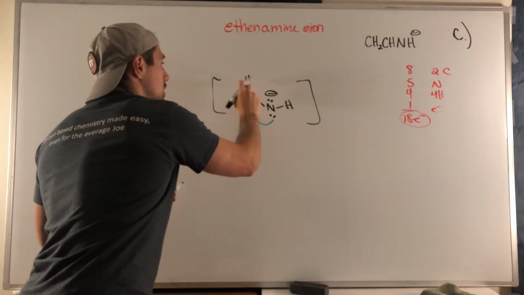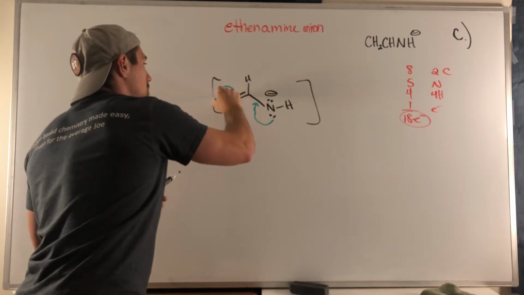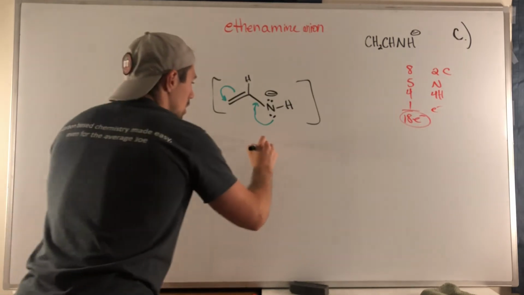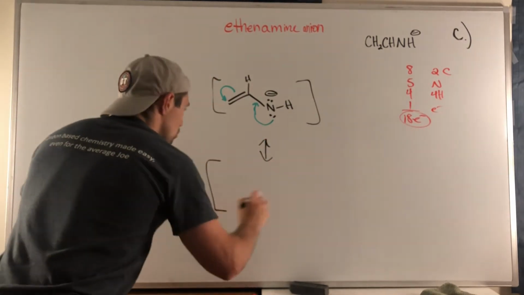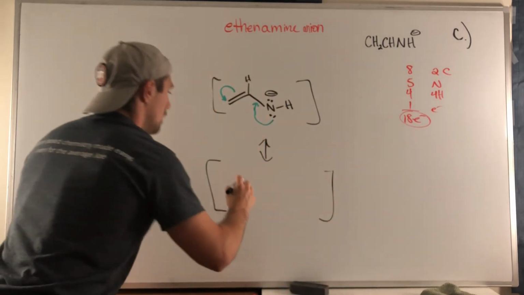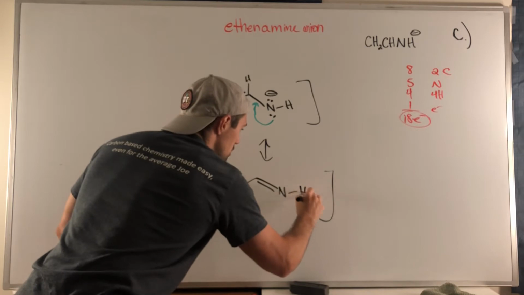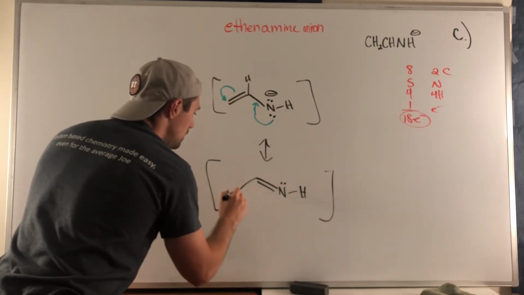1, 2, 3, 4, 5. What I can do is kick these electrons up as a lone pair on the terminal, the end carbon. So what will that look like? Draw your double-headed arrow to say, hey, look at me, I've drawn resonance. Trust your arrows. Nitrogen, just the 1 hydrogen, just the 1 lone pair. And now we have a lone pair on that carbon.